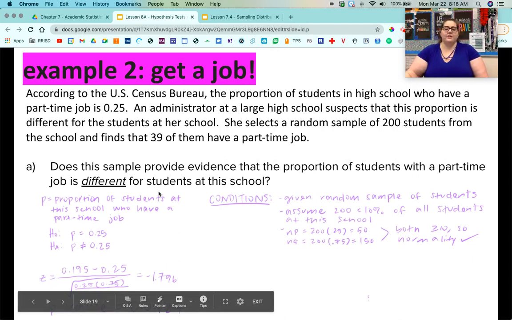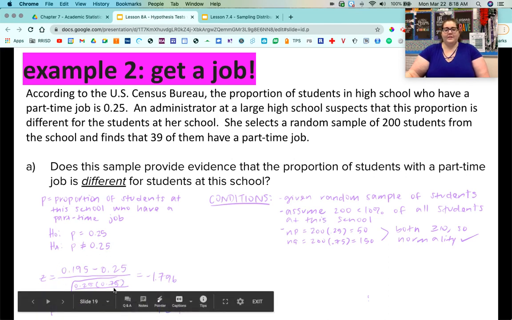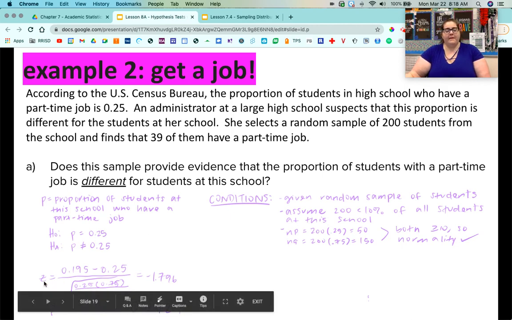0.0724. Again, in terms of work on one of these on a free response, writing out the z-score equation like I did here would be enough to qualify as naming the type of test. But you could also just write 1 proportion z-test somewhere up here at the top, and then just make sure to write what the z-score equals, and that would cover you as well. So then we're going to go ahead and write our conclusion.